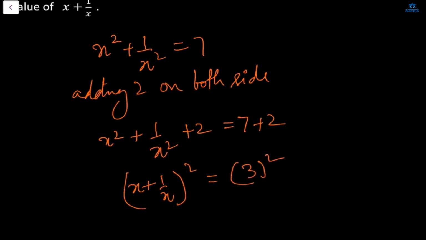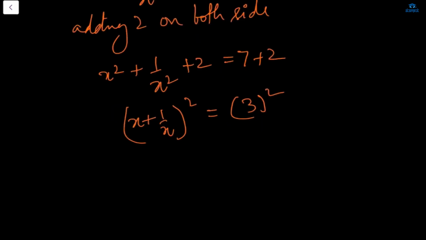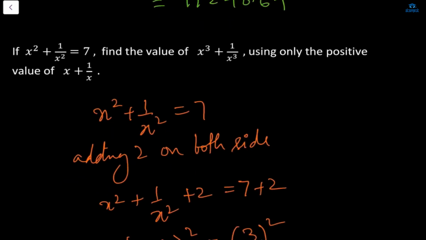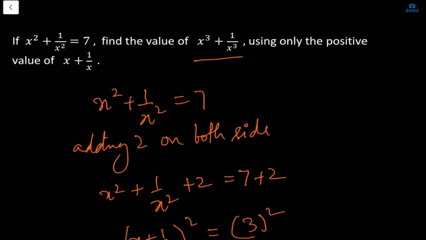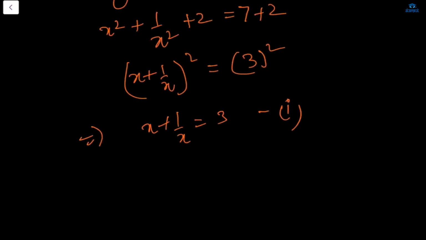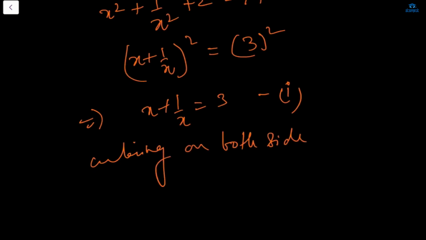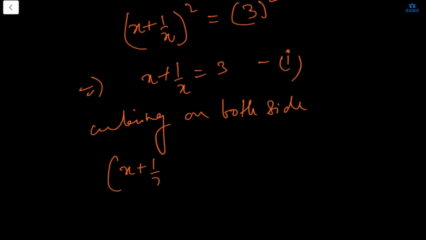So what value have we got? We have got the value of x plus 1 upon x is equal to 3. Now let us use the formula so that we can find the value of x cube plus 1 upon x cube. Let's do the cube on both sides of this same equation. So cubing on both sides, (x plus 1 upon x) whole cube is equal to 3 cube.